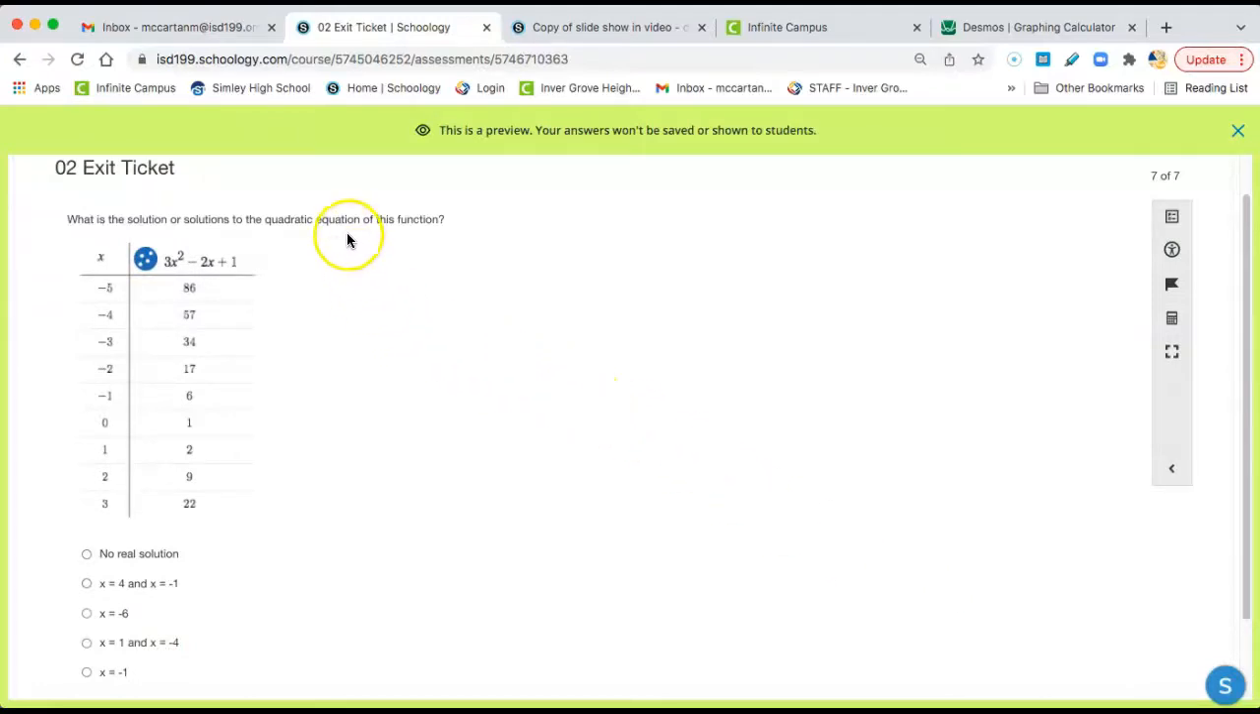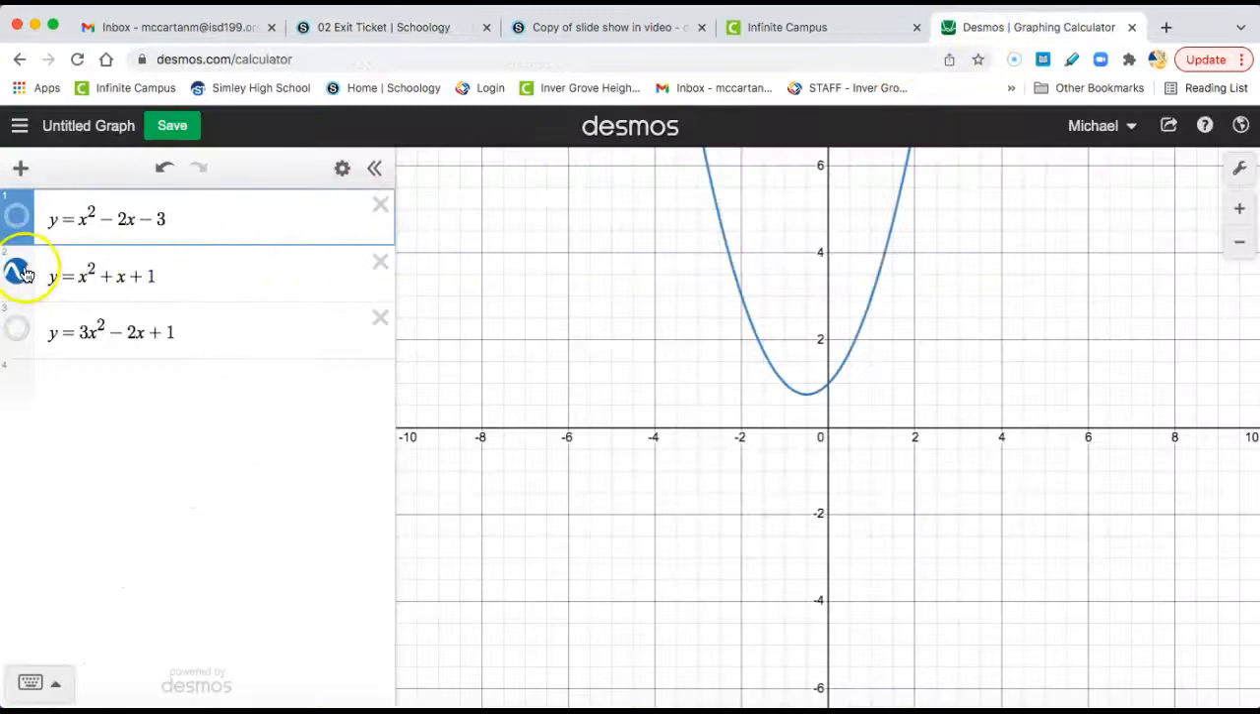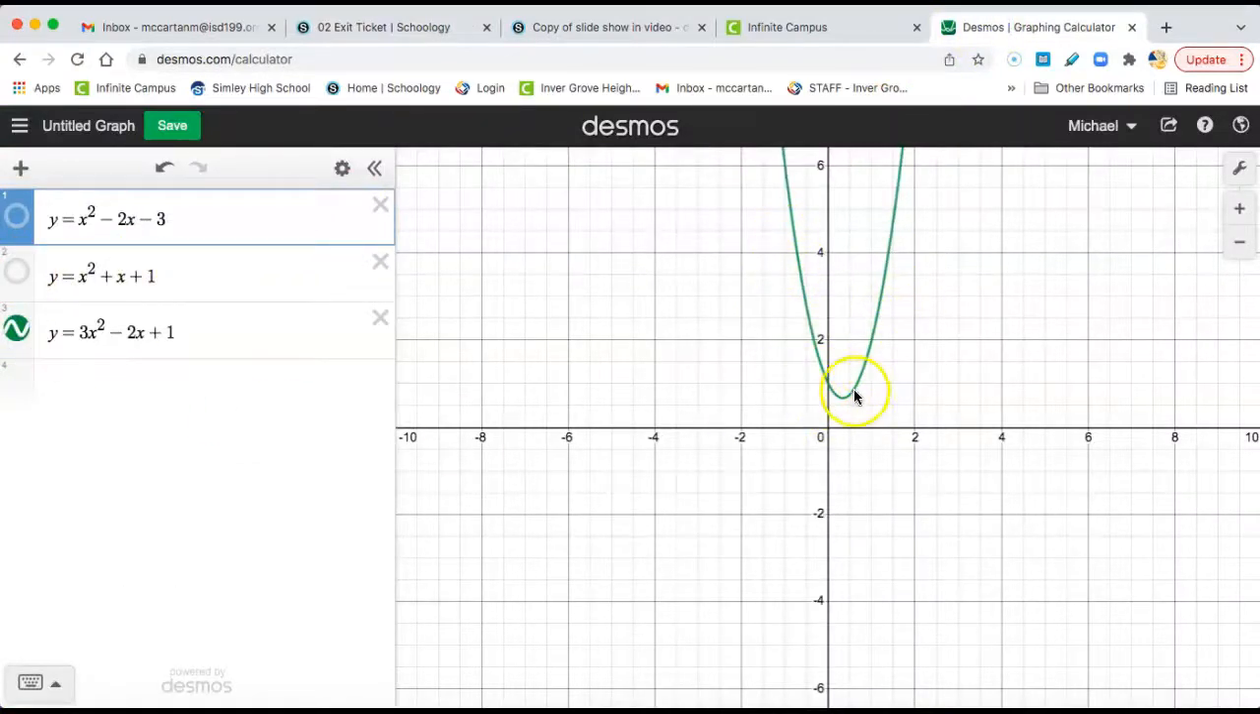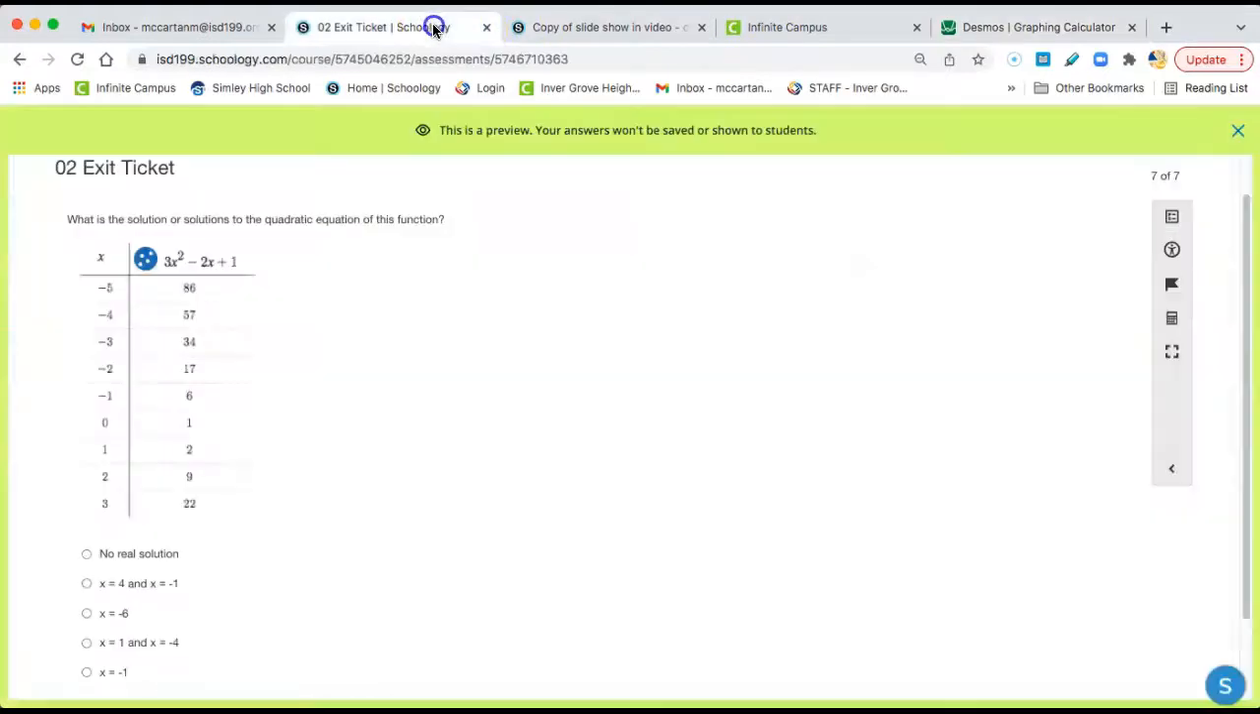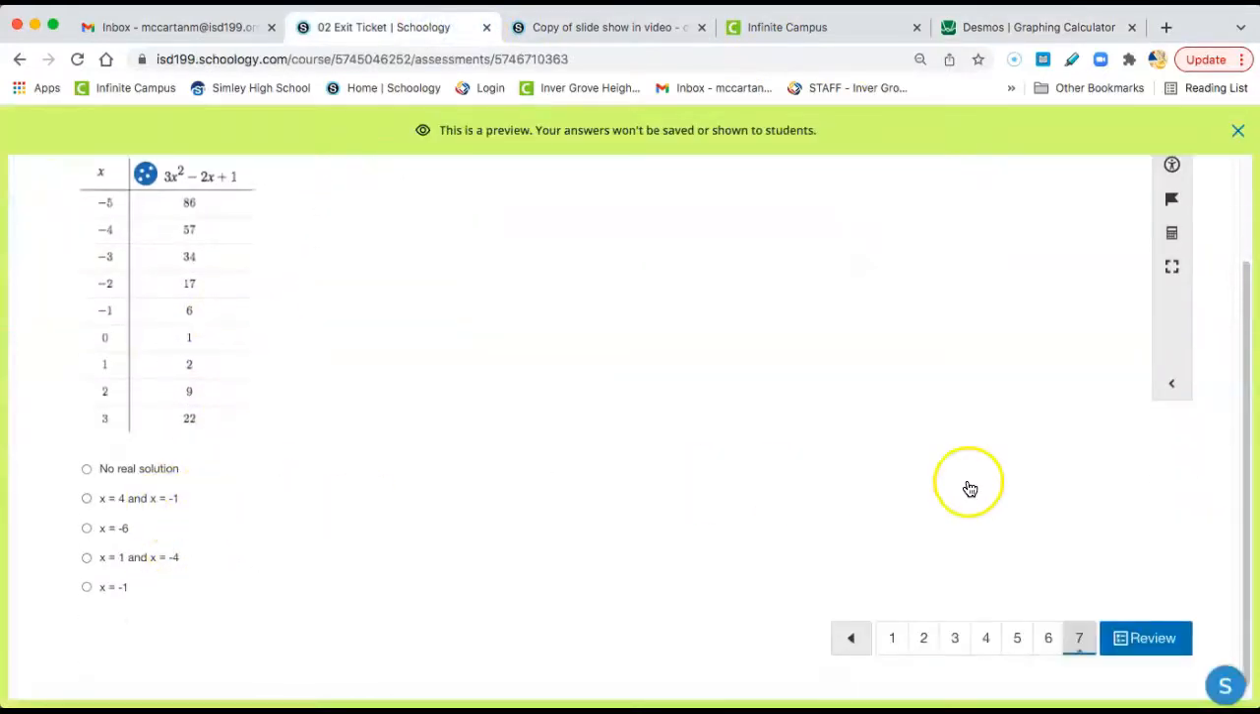Last one, guys, what's the solution? I'm looking here, it's positive and getting smaller till it hits 1 and then it starts getting bigger. It never seems to cross the x-axis, but I want to double check, so I put it in decimals so we could look at it. It's right here, it never touches the x-axis. Comes down kind of by 1 and then starts going back up. All right, so there's no real solution. No real solution for that one, okay?